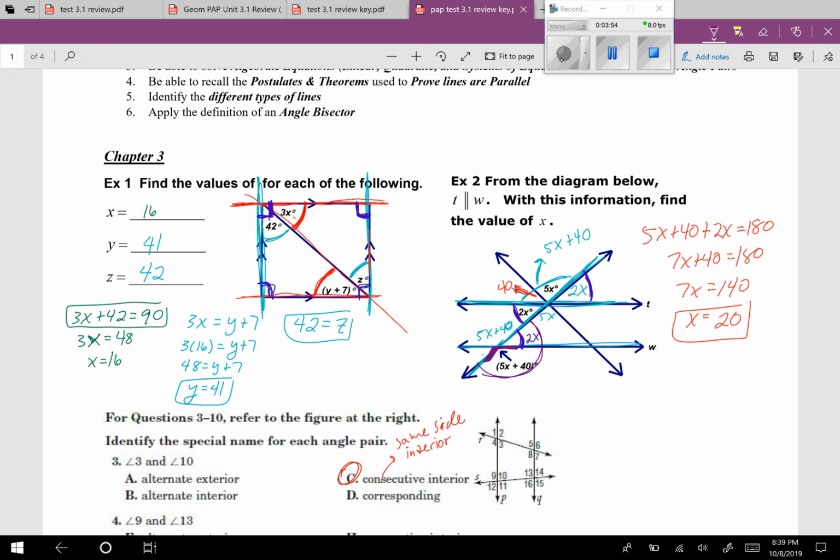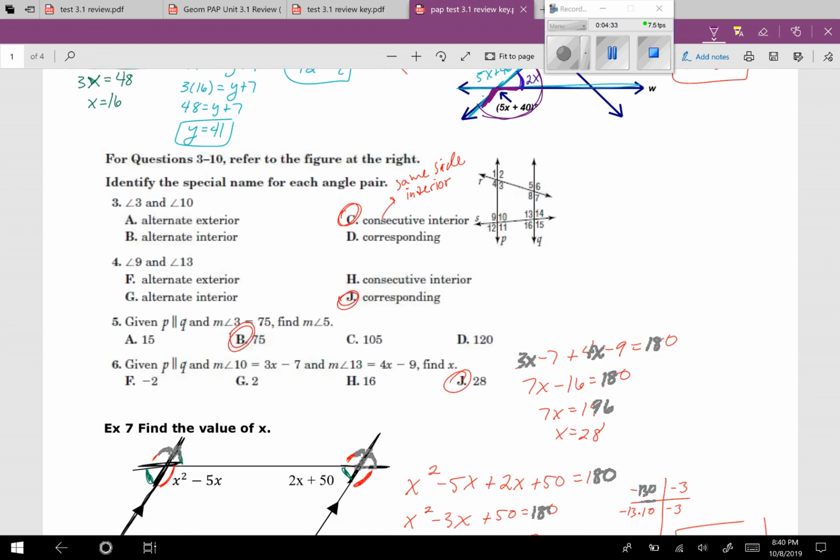Also, you can see this 5x plus 40 right here and this 2x, they're same side interior angles, so again, they also add up to 180. So basically what I did was I saw that these two are a linear pair, and so I added them together, set equal to 180, and I solved this for x, so x is 20. Also, you can tell right here this angle is 5x plus 40 because it's congruent to this one here, since they're alternate exterior angles. So that's another way you can look at that.